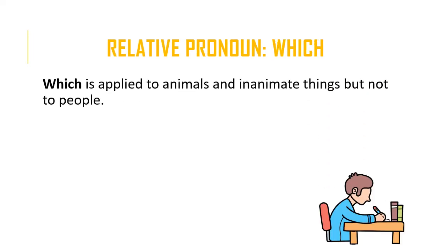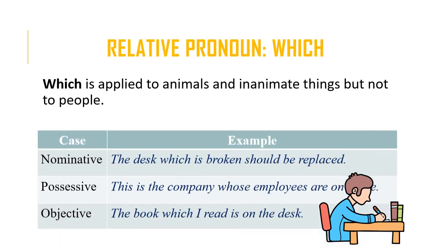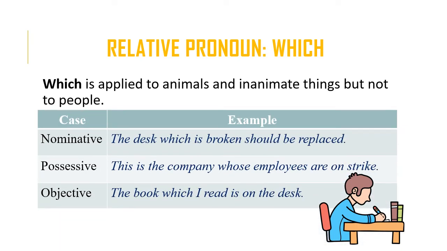All right, now let's look at which. Which is applied to animals and inanimate things, but not to people. So in the nominative case, we say the desk which is broken should be replaced. In the possessive, this is the company whose employees are on strike. So which is not used in the possessive case, we use whose. However, it is used in the objective.